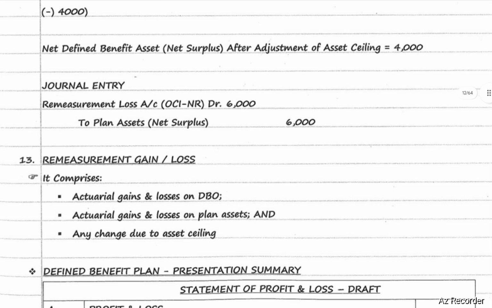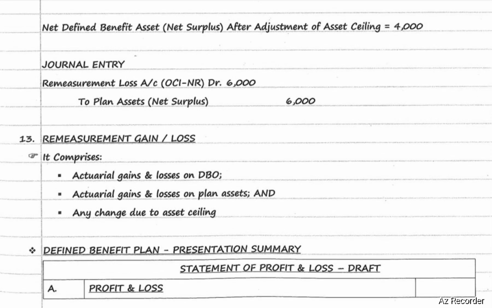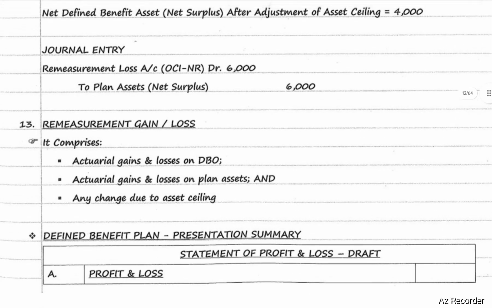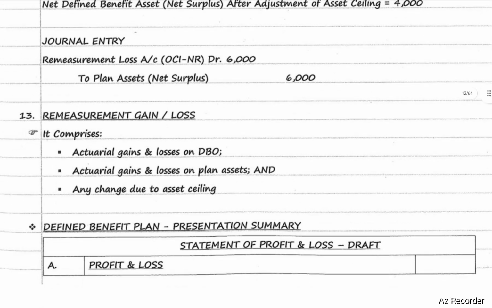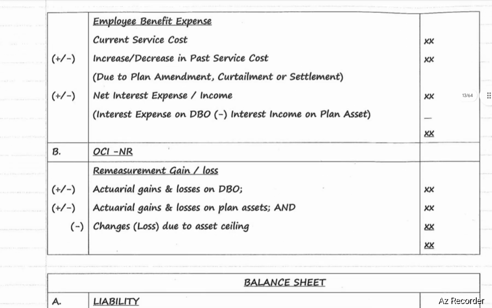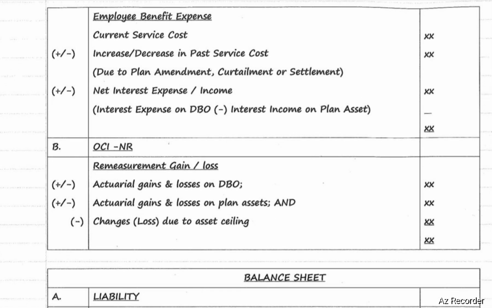Remeasurement gain or loss comprises actual gains and losses on defined benefit obligations and actual gains and losses on plan assets and any change due to asset ceiling. Defined benefit plan presentation summary. How it is presented. In statement of P&L, it is a draft. In P&L, we will show employee benefit expense: current service cost, plus or minus increase or decrease in past service cost due to plan amendment, curtailment, or settlement, plus or minus net interest expense or income, that is interest expense on defined benefit obligation less interest income on plan assets. We will get a profit or loss.